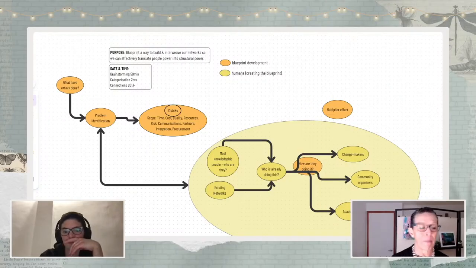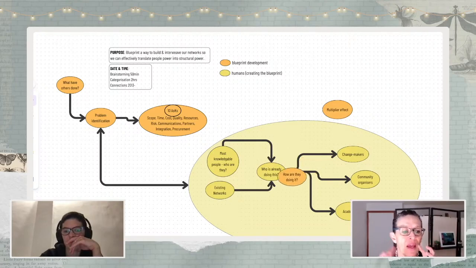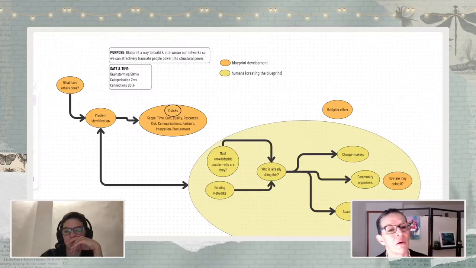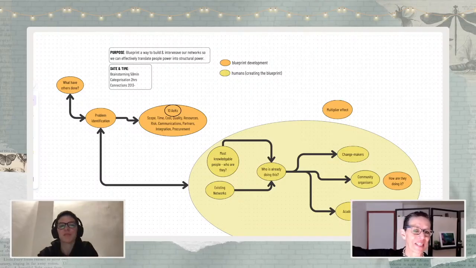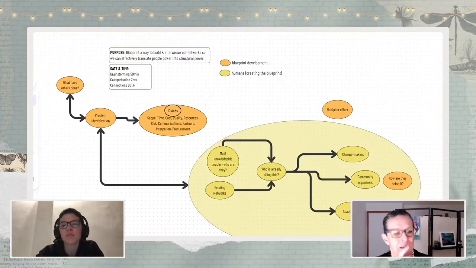a bi-directional, because I think that we always start with a problem, and then we are redefining the problem. So what have others done and problem identification is bi-directional, I would say, because the information is there. What have others done? There are some others existing in the world, and then we take from that.